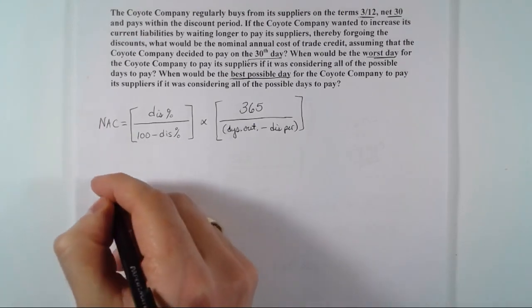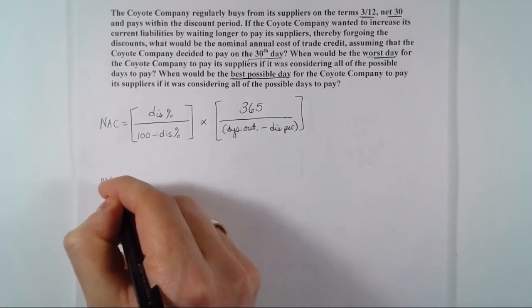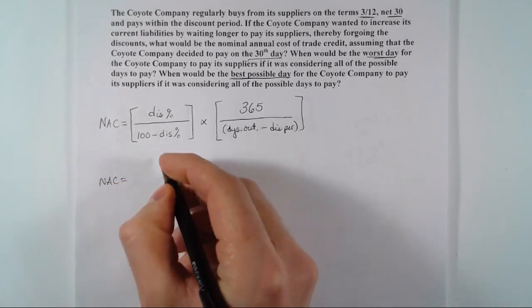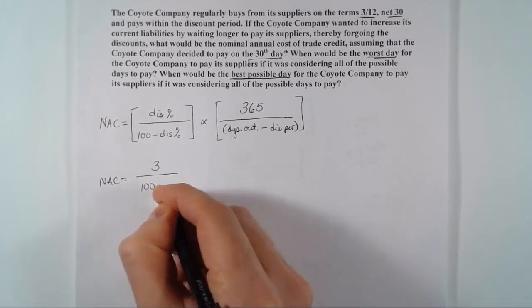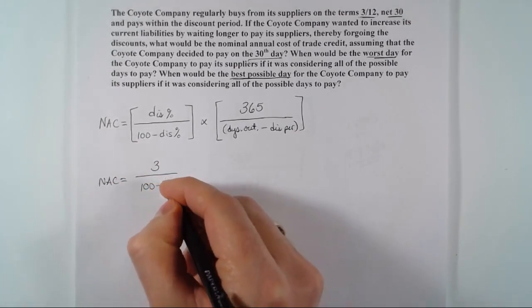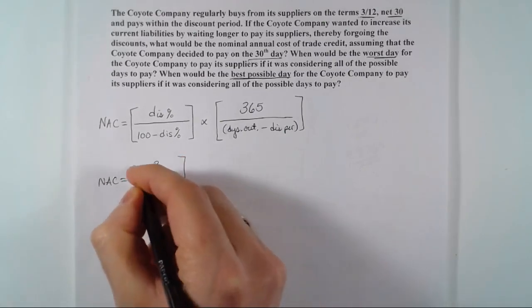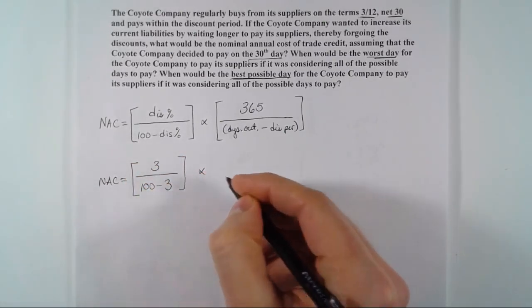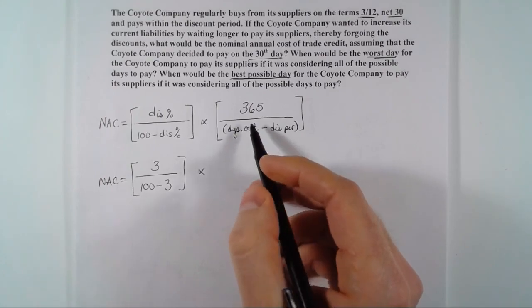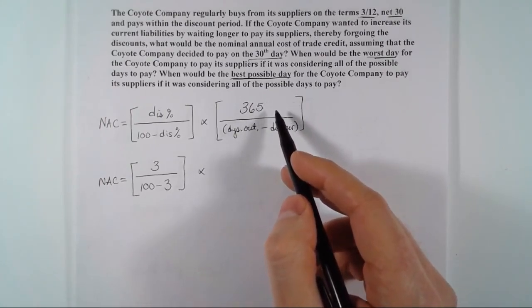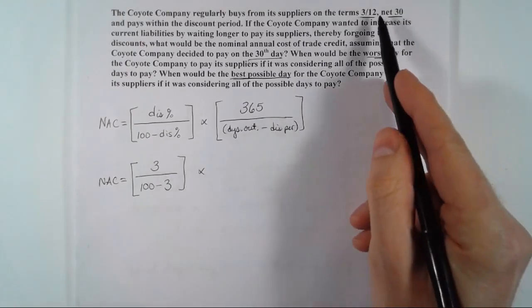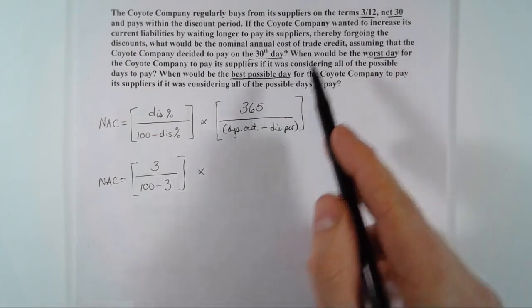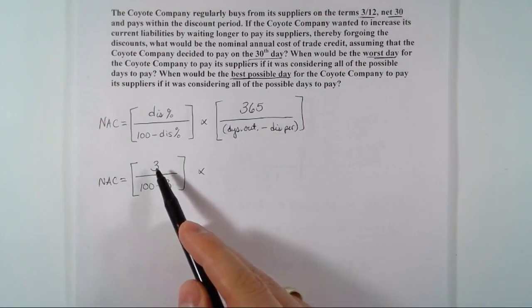So if we fill in the pieces here, the nominal annual cost of trade credit is equal to 3, the discount percentage, over 100 minus the discount percentage, which is 3. And then what we have over here is essentially looking at a way of annualizing what I get for paying that penalty. So if I go past that 12th day, then I incur this penalty, and in exchange, I get a longer period of time to pay.